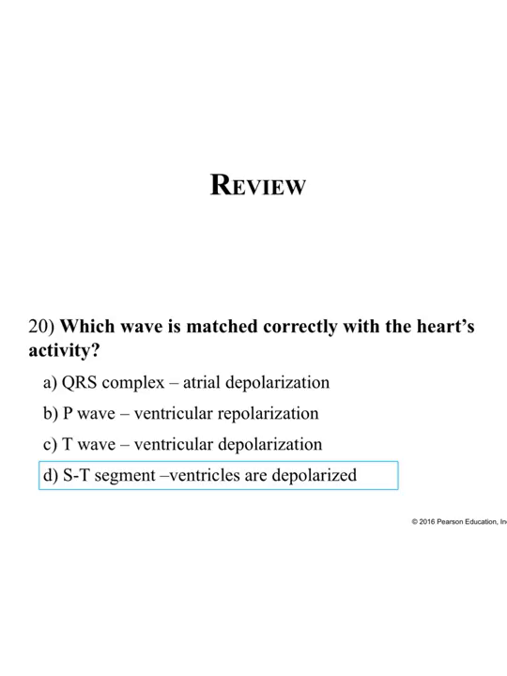Okay, which wave is matched correctly with the heart's activity? The QRS complex would be ventricular depolarization and atrial repolarization. So that one's not true. P wave, neither one of those is true. That's true of the T wave. Ventricular depolarization is the QRS. So the ST segment is when the ventricles are depolarized. That is true.